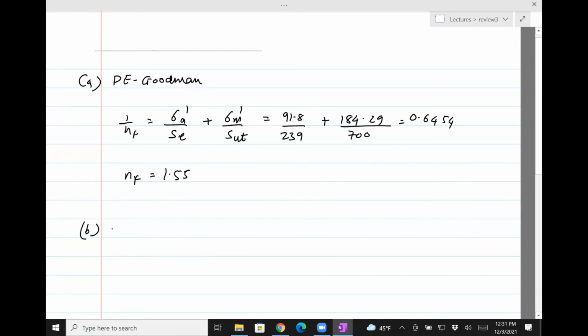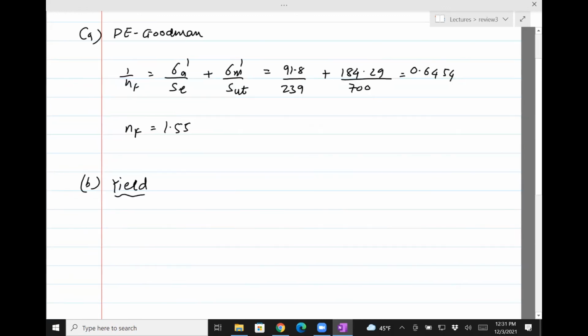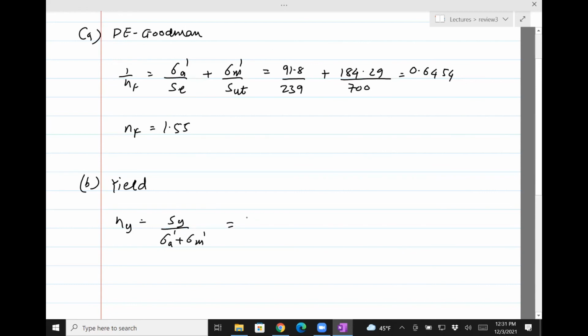And then B, the yield, we have NY equals SY divided by sigma A prime plus sigma M prime. So SY is given, it's 550. Sigma A prime is 91.8. Sigma M prime is 184.29. And so we have 1.99.